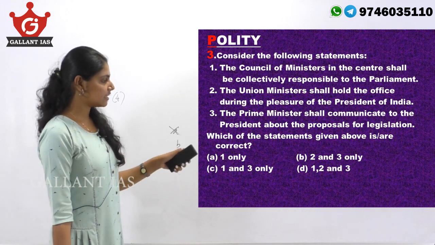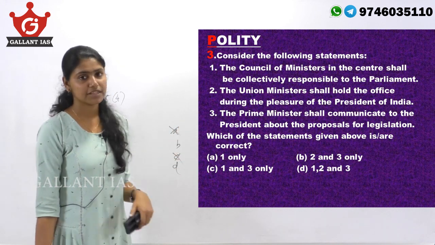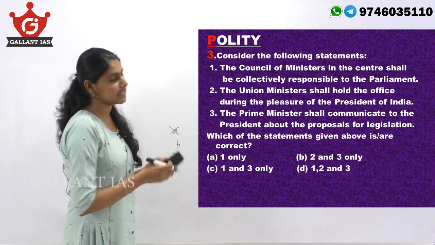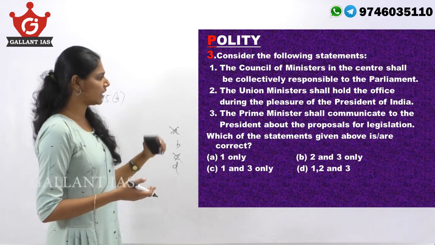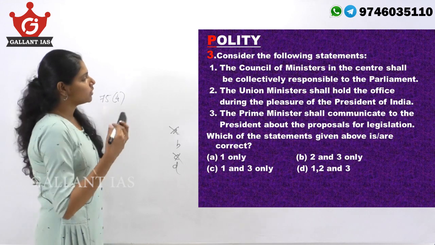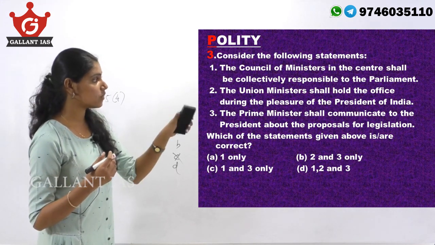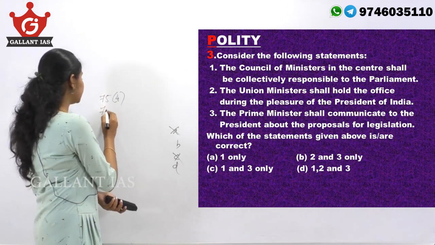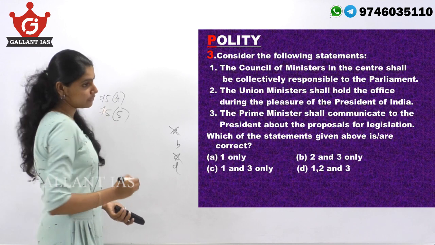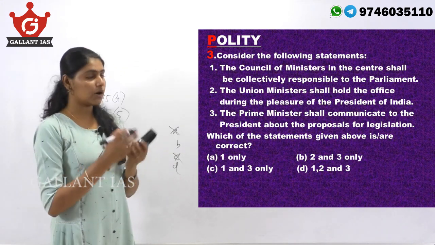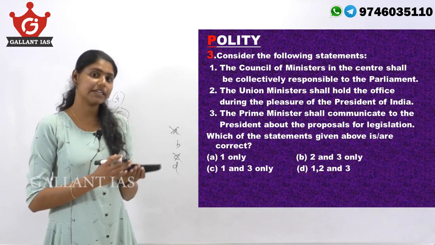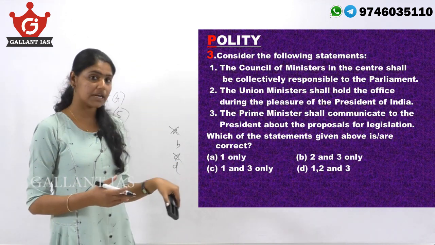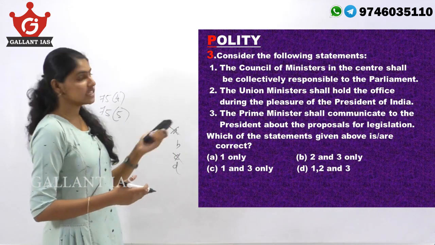So from B and D, you can see that both contain options 2 and 3. So directly you can infer that the third statement is also right. Anyway, let's look at the first statement, which says the Council of Ministers in Centre shall be collectively responsible to the Parliament. Actually, Article 75 Clause 5 says that the Council of Ministers in Centre shall be collectively responsible to the lower house of the Parliament, or the Lok Sabha, and not to the Parliament. So here the first statement is wrong.